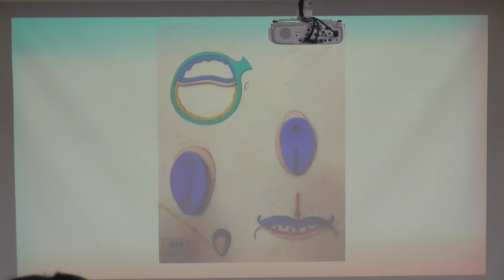Okay, so what is this line you are seeing here? This is the primitive streak, and this one? Primitive node. Okay. What are we seeing here in this one?